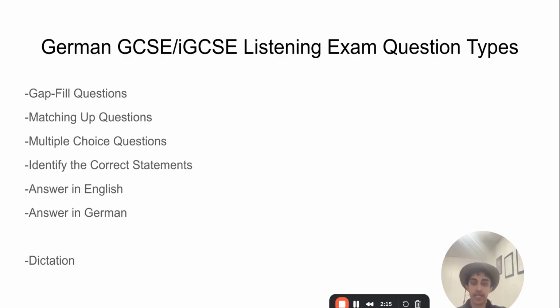So these are the listening exam question types, or the main different types of questions that you can find in a listening exam for GCSE or iGCSE modern languages. They include gap fill questions, matching up questions, multiple choice type questions, questions where you have to identify the correct statements, questions where you have to answer in English, and questions where you must answer in German. And down at the bottom there, this is a new inclusion for certain exam boards, only AQA and Pearson Edexcel GCSE, from 2026 exams onwards, the dictation task. And I'll go through these in a bit more detail later on.